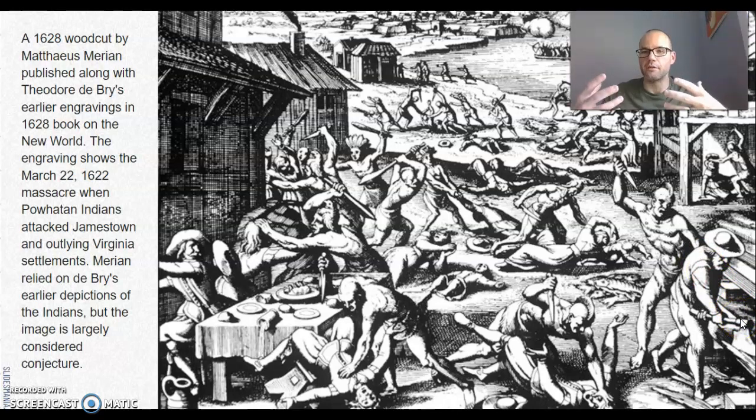But this is the perception that the English have following these Anglo-Powhatan wars, as well as some that we're going to see happening in the New England colonies, that these Native Americans are savages, they're just bloodthirsty, and they're coming after us. But the only reason they're fighting is because the British were moving into their territory.